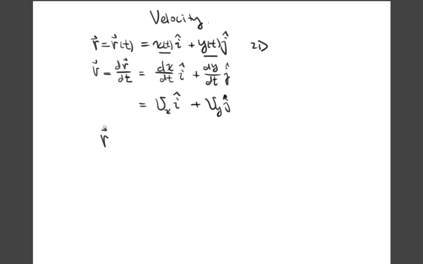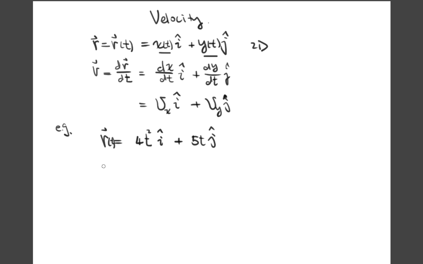Let's say I know r as a function of time is given by, let's say, 4t square i hat plus, let's say, 5t j hat. I suppose we have one position vector as a function that looks like this.